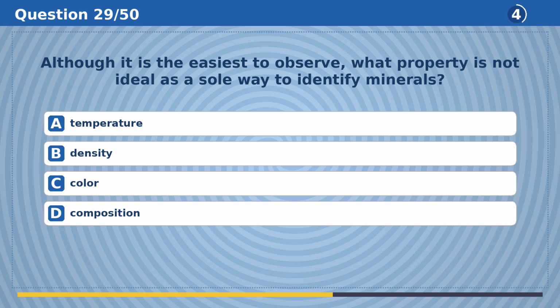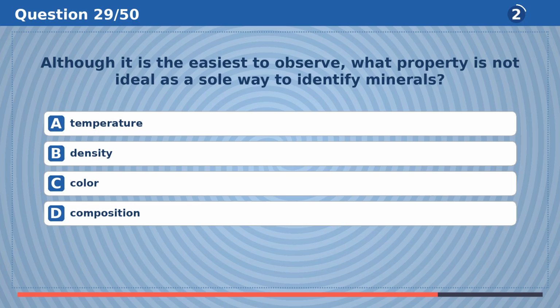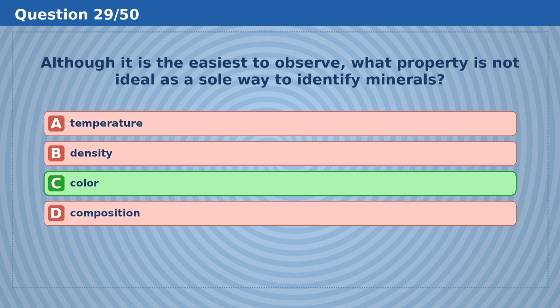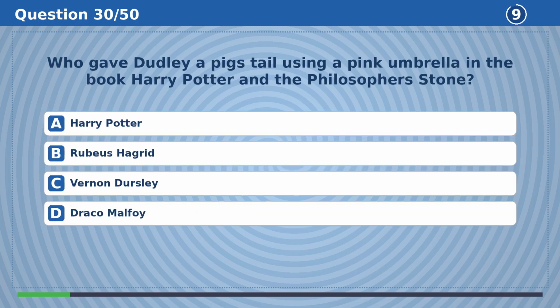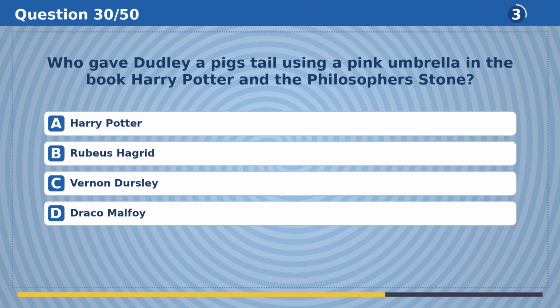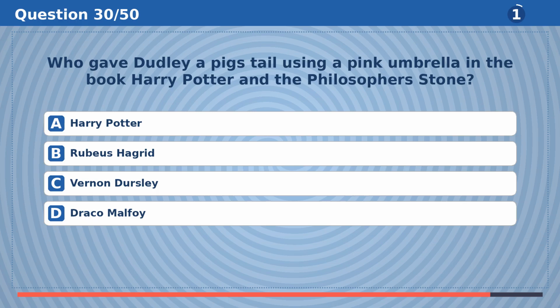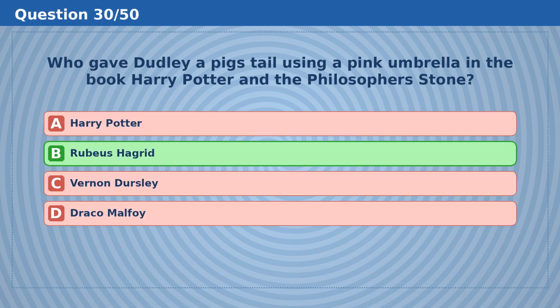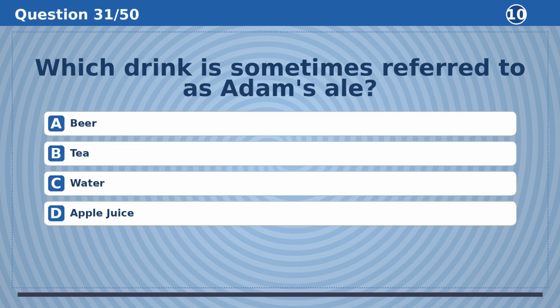Although it is the easiest to observe, what property is not ideal as a sole way to identify minerals? The answer is C. Color. Who gave Dudley a pig's tail using a pink umbrella in the book Harry Potter and the Philosopher's Stone? The answer is B. Rubeus Hagrid.